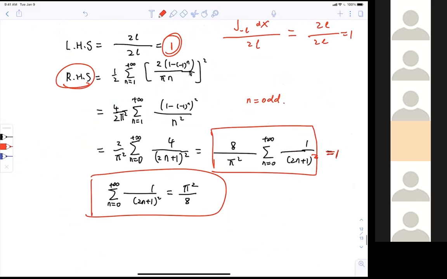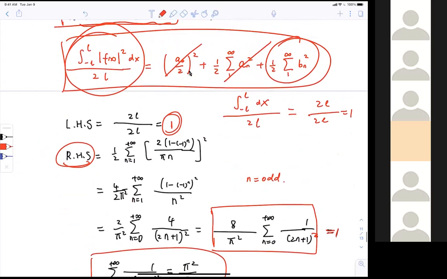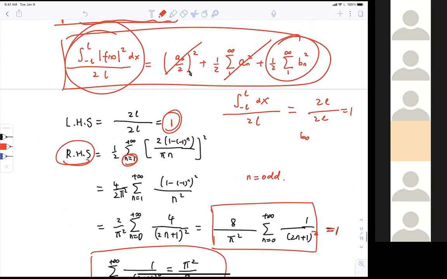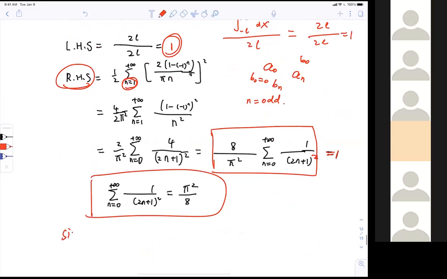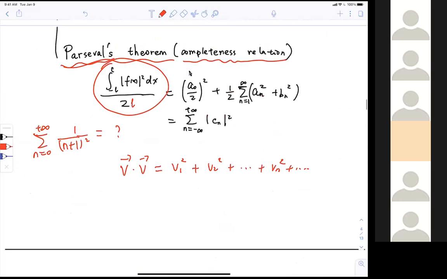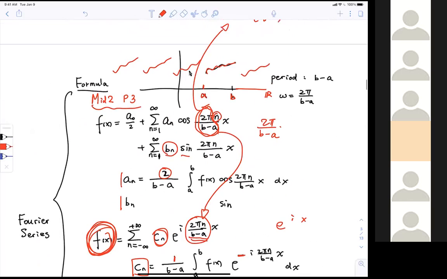For the part 2, it's because for your Bn there's no B naught, right? Only A naught, An and Bn. B naught is 0, because if you look at this expansion, for this Bn, the n always starts from 1.